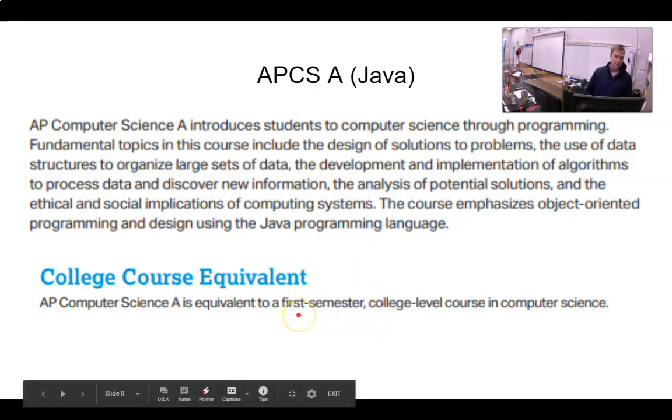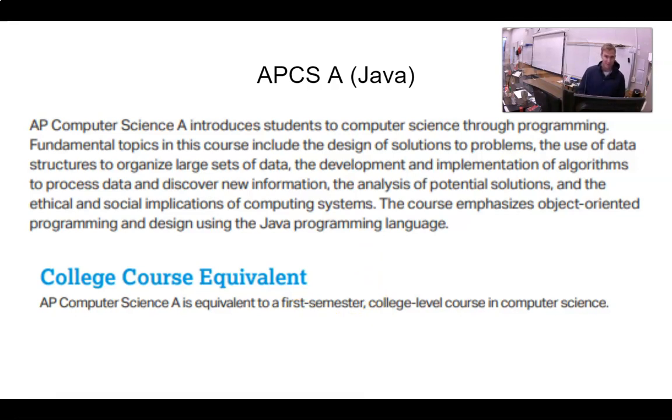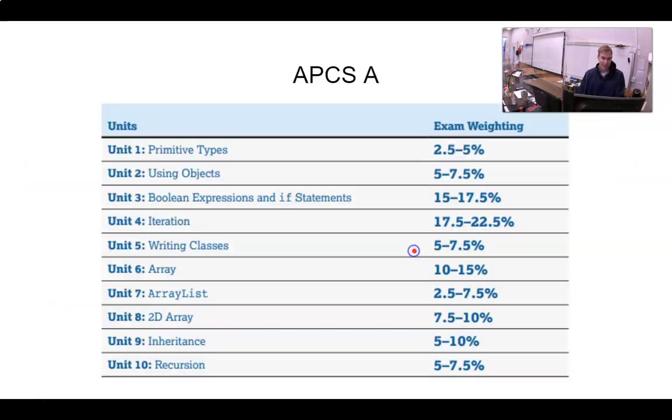This is equivalent to a first semester college level course, so students that do well on the AP exam for this can often place out of an introductory computer science course where they are working towards a computer science degree. So it's a high level course, it's a rigorous course, and really intended for students that enjoy programming and are really ready to put in that extra next step level of work to succeed at it. It is around 10 units, so these are the large topics.